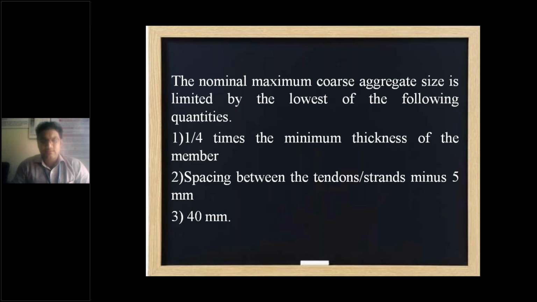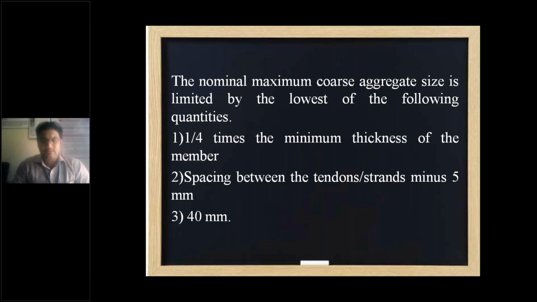Let us take a beam of length 1 meter, depth half meter, I mean 500 mm, and width 300 mm. Can you tell me what is 1/4 of 300 mm? I'm just telling an example. In that way you have to decide the maximum coarse aggregate size based on the first condition, which is 1/4 times the minimum thickness of that particular element.